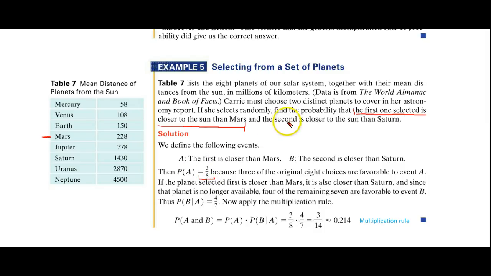And the second is closer to the Sun than Saturn. Well, we go to Saturn here now. And there are 1, 2, 3, 4, 5. But we already have eliminated Mars. So we just have 4. 1, 2, 3, 4. And there's one less to choose from. So this is going to be 4 out of 7.